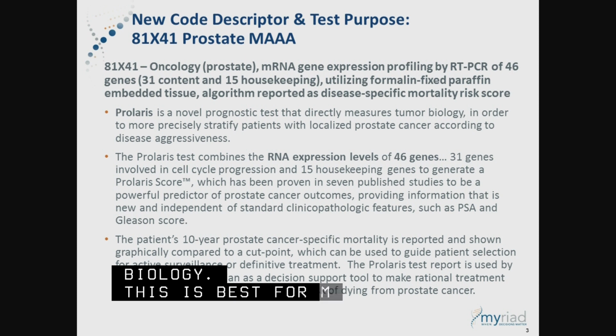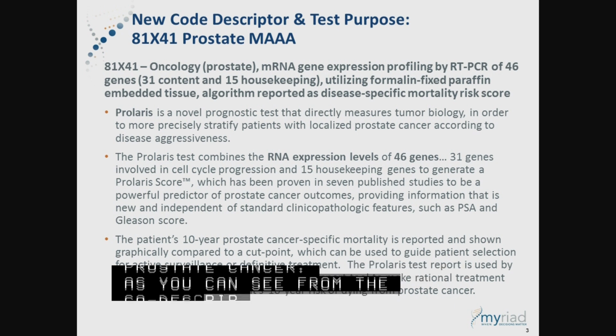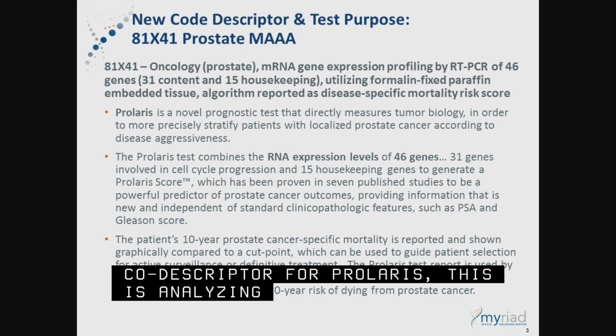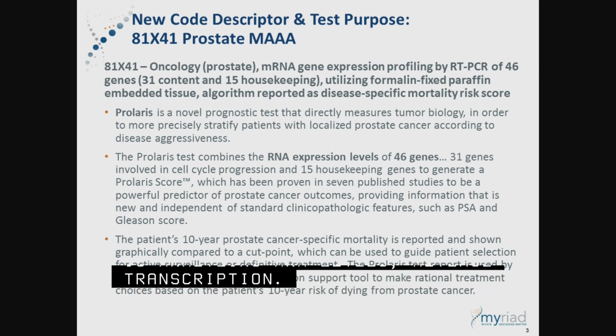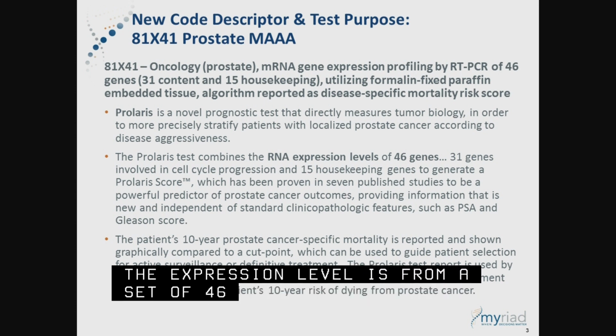As you can see from the code descriptor for Polaris, 81X41 is a prostate assay analyzing RNA expression levels by RT-PCR, or reverse transcription followed by quantitative real-time PCR. The RNA expression levels being analyzed are from a set of 46 genes, 31 of which are considered content genes involved in cell cycle progression, and the other 15 are housekeeping genes.